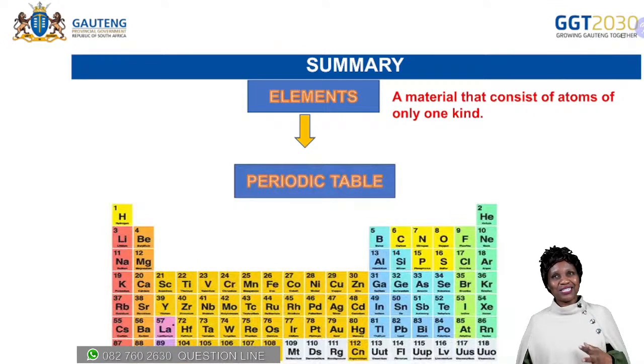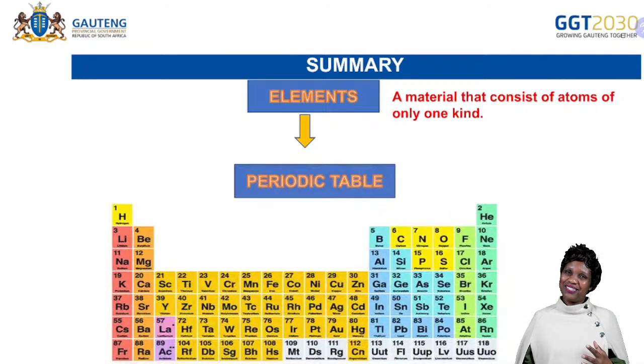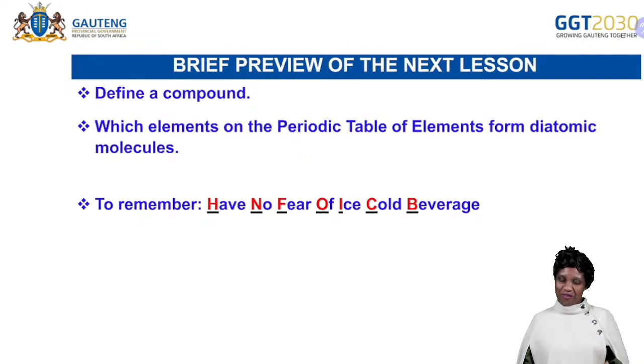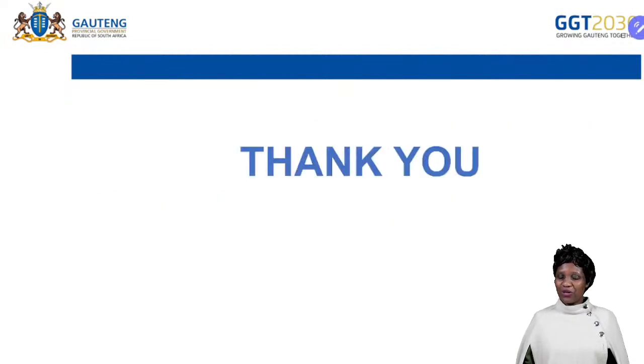And then we've got the periodic table of elements which shows us all the elements that are in the world, and we are still discovering these elements, and we are adding them on the periodic table of elements. And then a brief preview of the next lesson: we are going to be defining a compound, and which elements on the periodic table form diatomic compounds. We are going to do that next week.